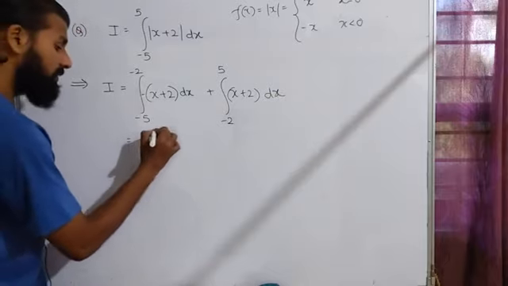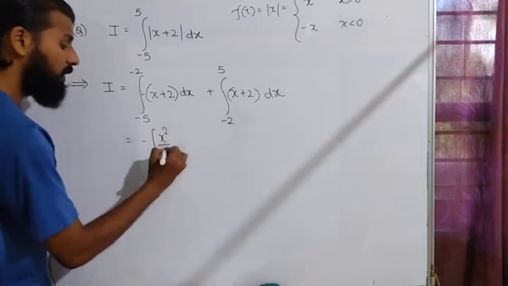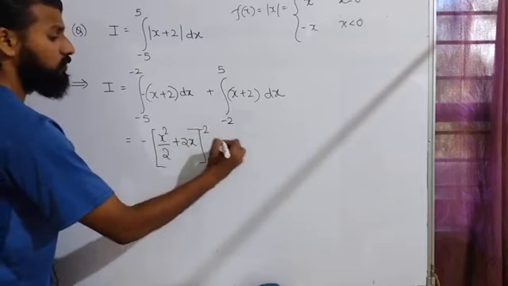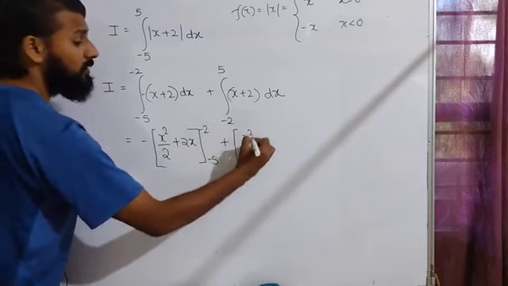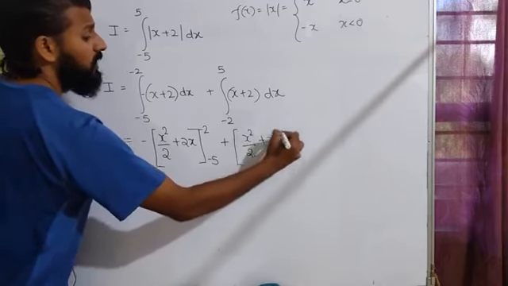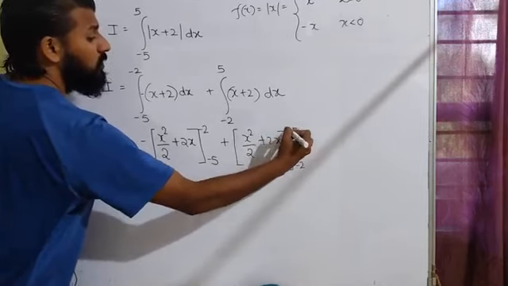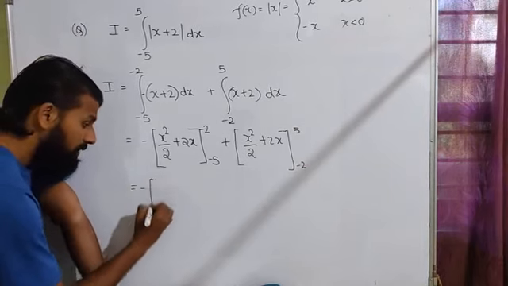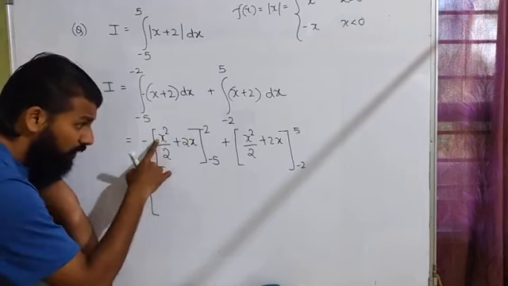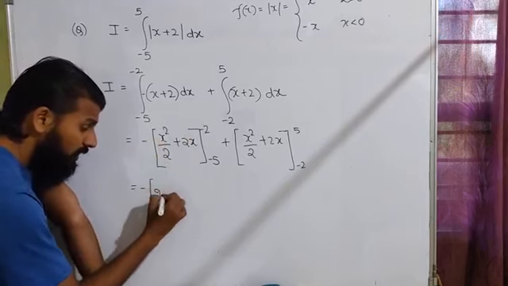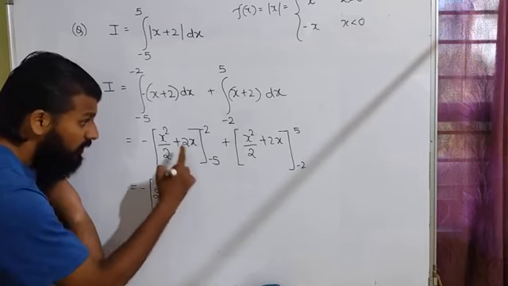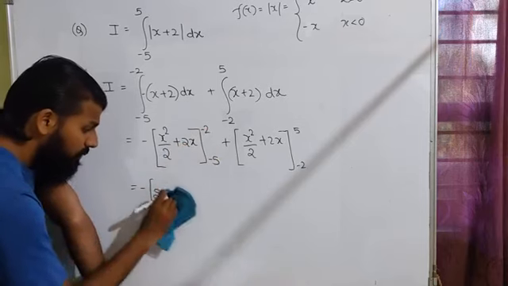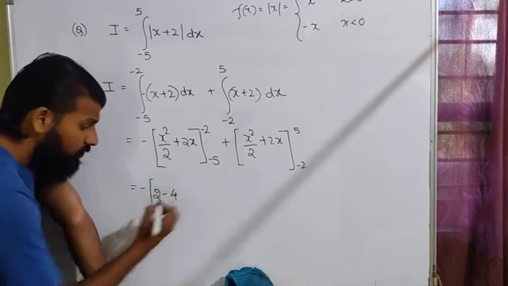So let's write the minus sign, and the integration of x will be x square by 2 and 2 will be 2x. So this is from minus 5 to minus 2, plus, if I solve this one, x square by 2 plus 2x, and limits will be minus 2 to plus 5. So let's apply the upper limit here. If I apply the upper limit minus 2, 2 square is 4, 4 by 2 is 2, plus 2 into minus 2, this will be minus 4. So I am done with the upper limit.